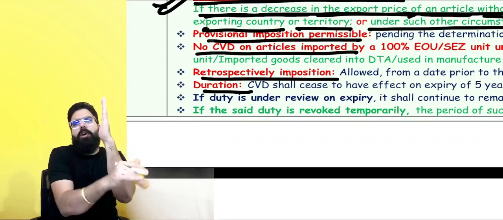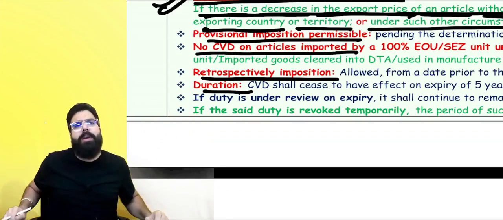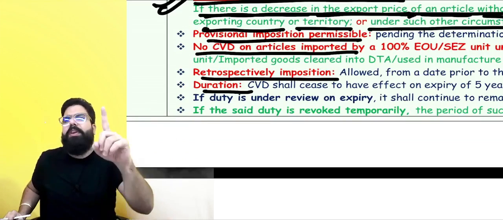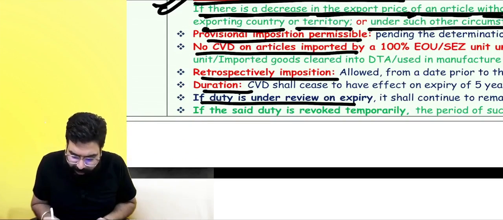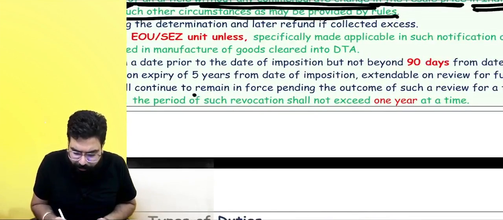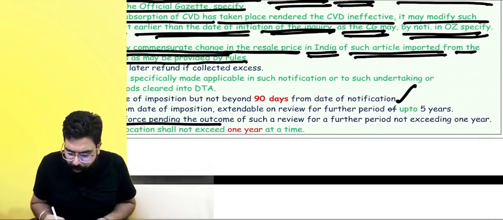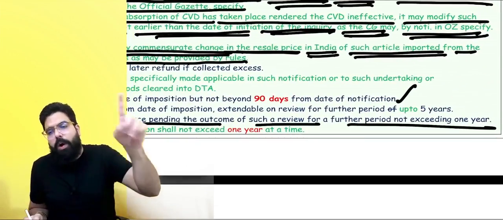When the review is going on, the duty will continue to be effective for a further period of 1 year. If duty is under review, it shall continue to remain in force till the outcome of such review, for a further period of 1 year.